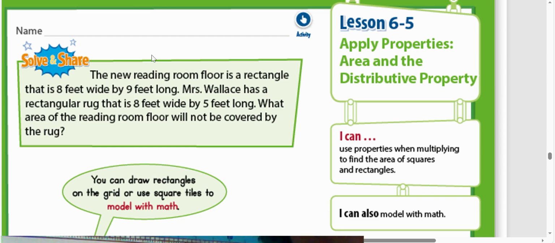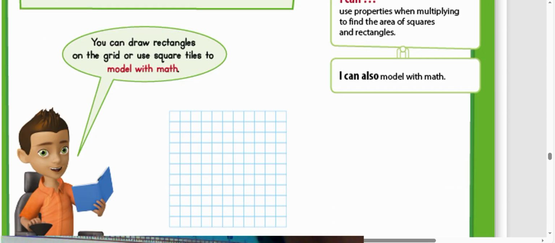Look here, the new reading room floor is a rectangle. It is 8 feet wide by 9 feet long. Do you remember the area of a rectangle? We can find length times width. And Miss Welko has a rectangular rug that is 8 feet wide by 5 feet long. What is the area of the reading room floor when it is not covered by the rug? Draw rectangles here and find the area.